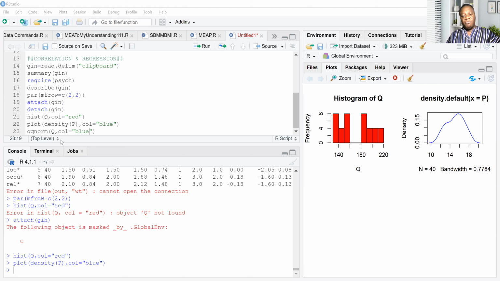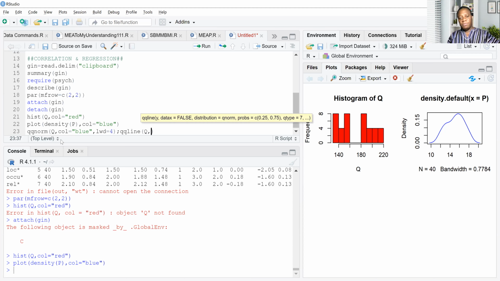The line width, we've gone through some of this. After the blue, step out of the double apostrophe. Then the line width, LWD, should be 4. You can change it in and out. Then that closes the bracket. Step out of the bracket, then bring your semicolon. And then add the line. The line is known as a QQ line. Remember, it's a quantile normal probability line. QQ line. And the QQ line, you bring brackets, the same Q.